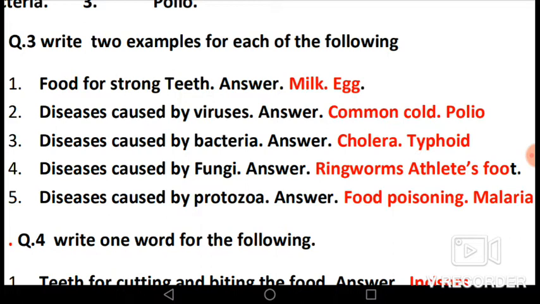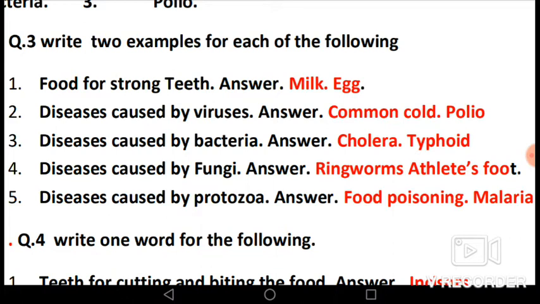Third, diseases caused by bacteria. Here bacteria is a harmful microbe, and diseases caused by it are cholera and typhoid. So cholera and typhoid are one kind of diseases which are caused by bacteria. Fourth, diseases caused by fungi. Fungi is again a harmful microbe, and diseases caused by it are ringworm and athlete's foot. So ringworm and athlete's foot are one kind of diseases which are caused by fungi.